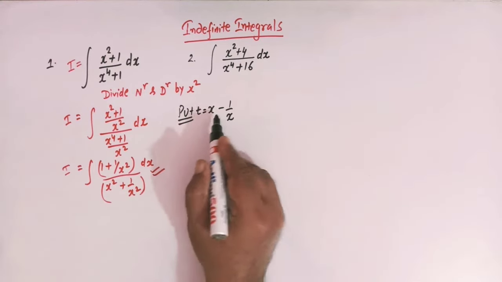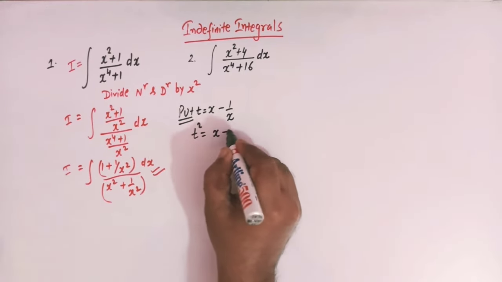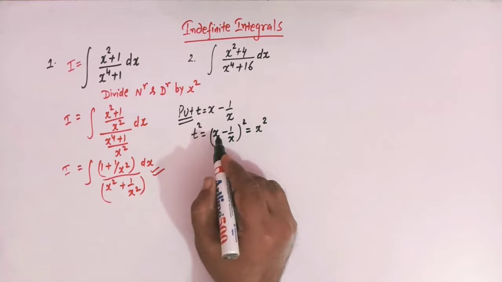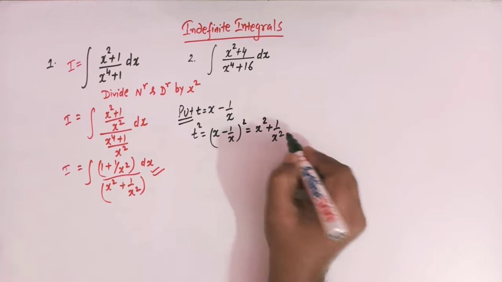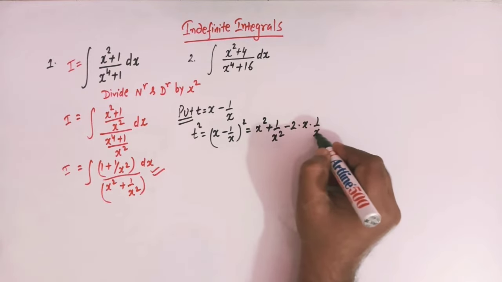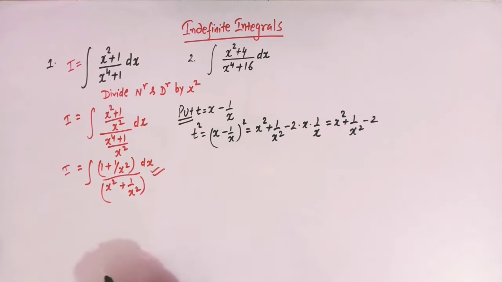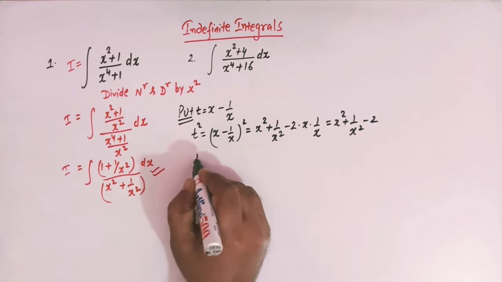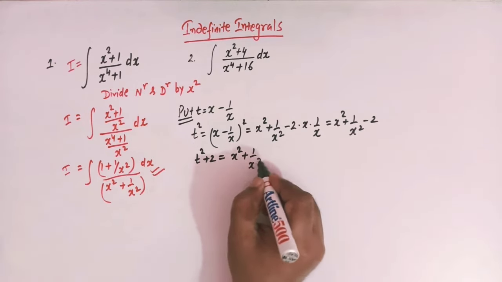If we square both sides, we get t square equals x minus 1 over x whole square. Here we use a minus b whole square, so this is x square plus 1 over x square, then minus 2ab, that is 2 times x times 1 over x. So we have x square plus 1 over x square minus 2. If we now transpose this minus 2 to the left hand side, we get t square plus 2 is equal to x square plus 1 over x square.